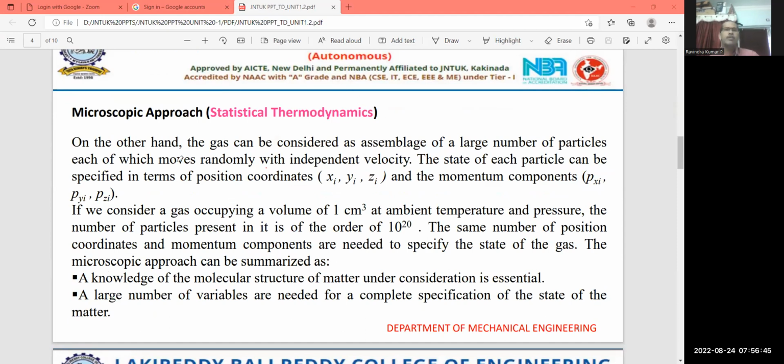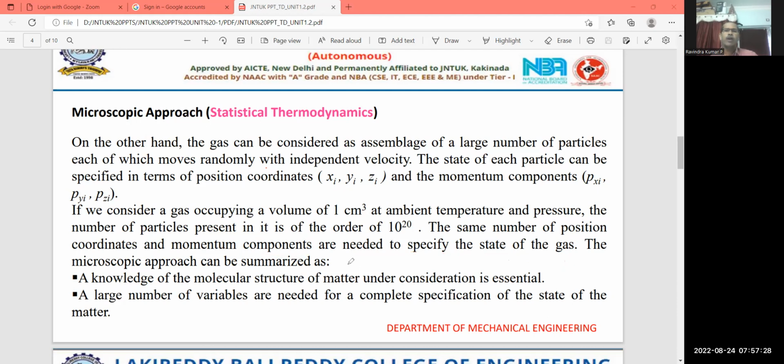Statistical thermodynamics means a gas can be considered as an assemblage of a large number of particles, each of which moves randomly but with independent velocity. The state of each particle can be specified in terms of position coordinates and momentum components. If we consider a gas occupying a volume of 1 centimeter cubed at ambient pressure and temperature, the number of particles present in it is of the order of 10 to the power of 20. The same number of position coordinates and momentum components are needed to specify the state of a gas.